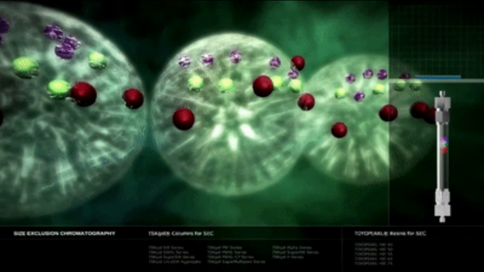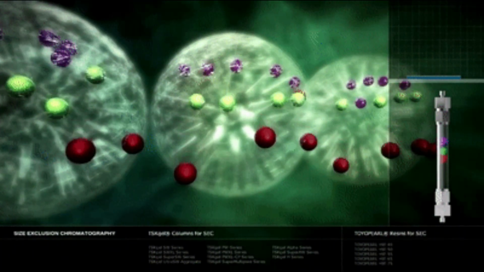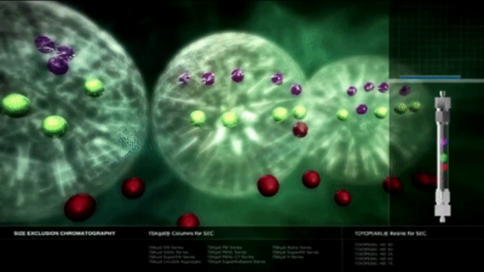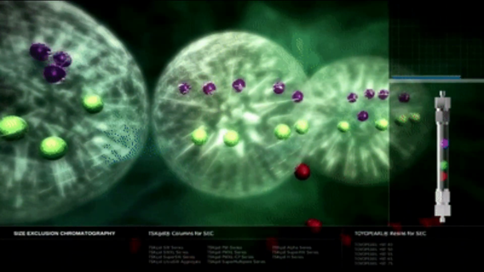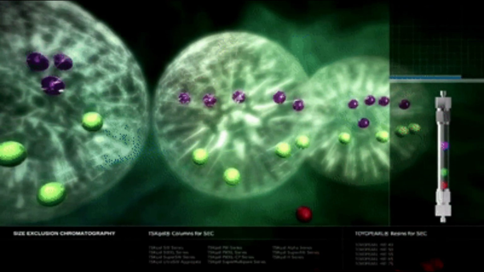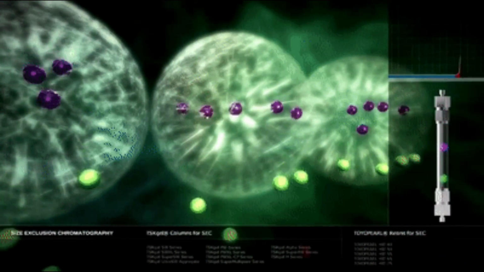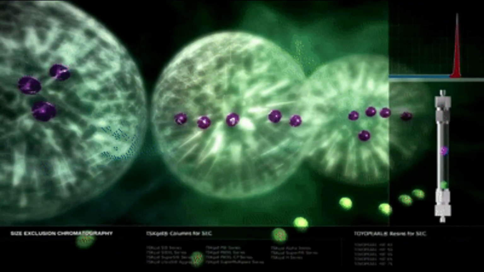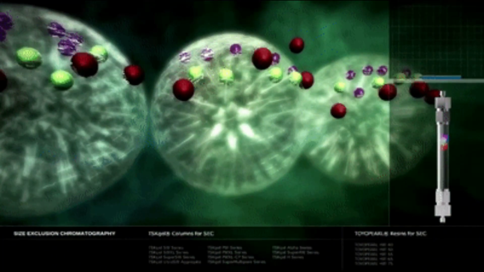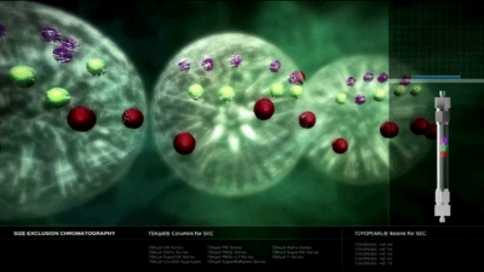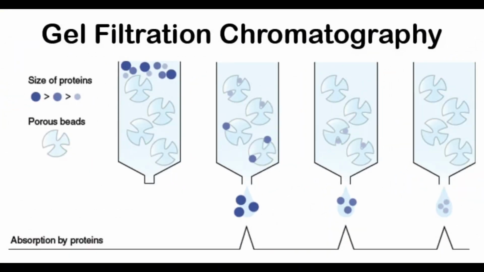As the molecules elute from the column, they are collected in separate fractions based on their elution times. Larger molecules elute earlier and are collected in early fractions, while smaller molecules elute later and are collected in later fractions. Each fraction represents a specific range of molecular size. In summary, gel filtration chromatography, also known as size exclusion chromatography, is a technique used in biochemistry and molecular biology to separate and purify molecules based on their size.